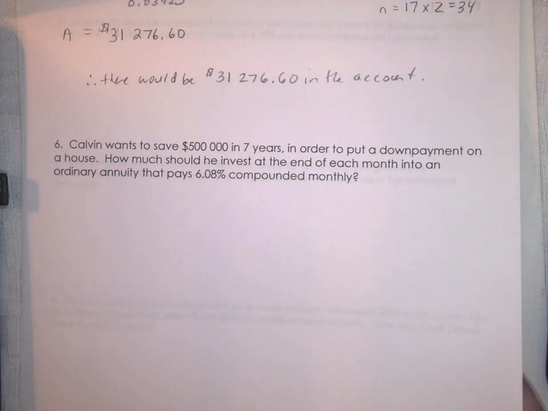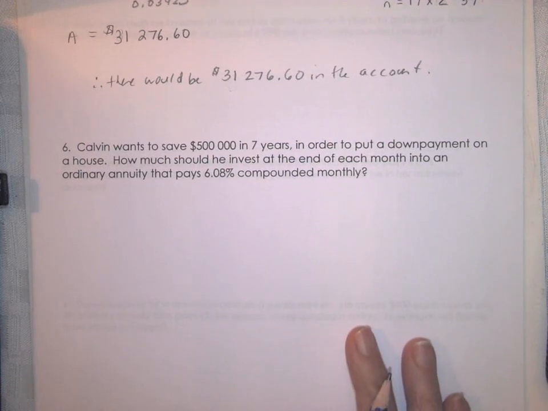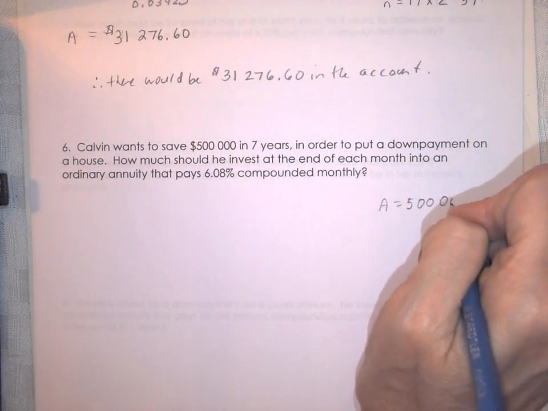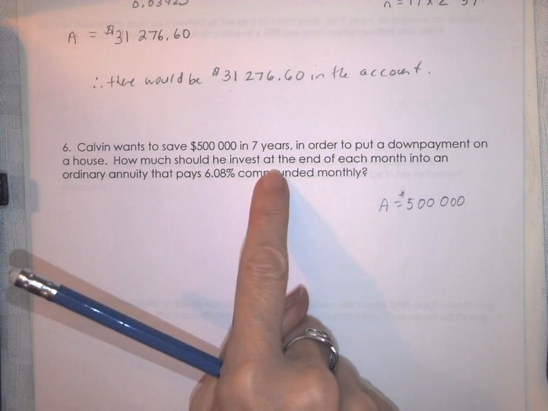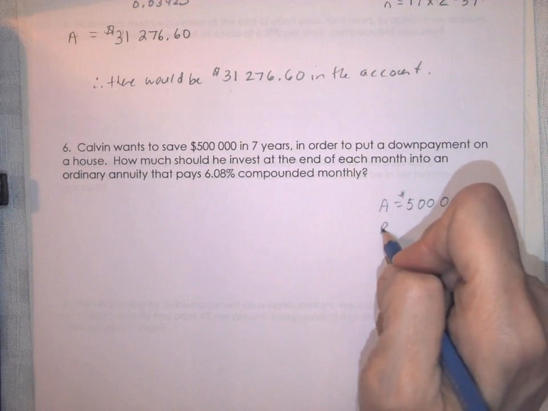Okay, so our last question, Calvin wants to save $500,000 in 7 years in order to put a down payment on a house. How much should he invest at the end of each month into an ordinary annuity that pays 6.08% compounded monthly? So again, this time we know A, and we know that it's an annuity because he wants to invest at the end of each month, not just one time. So R is what we're looking for.